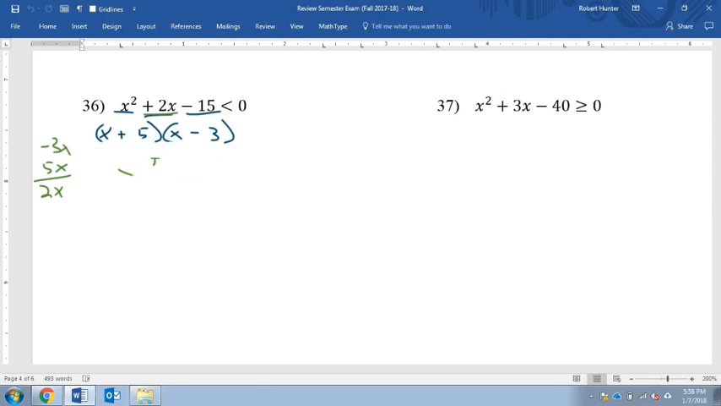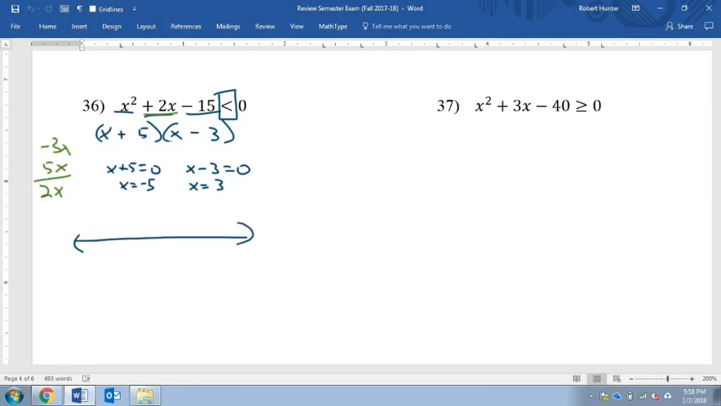Alright, let me erase all that. There we go. So, from here to solve, x plus 5 equals 0, x minus 3 equals 0. So x equals negative 5, not negative 3, x equals negative 5, x equals positive 3. Alright, so if we were just asking for the answers, those are the answers. But this is an inequality where all of this is less than 0. Okay? So here we go.